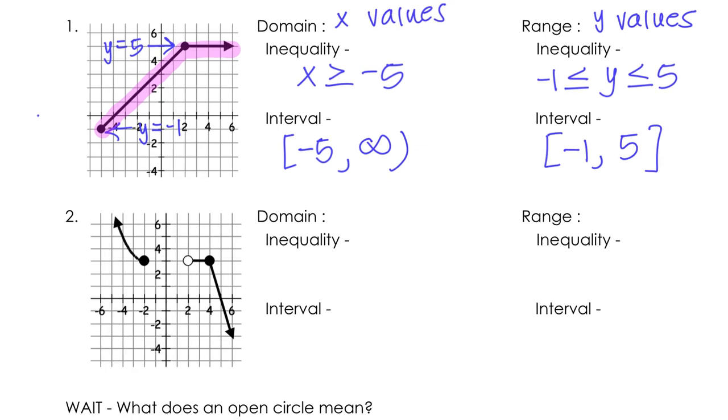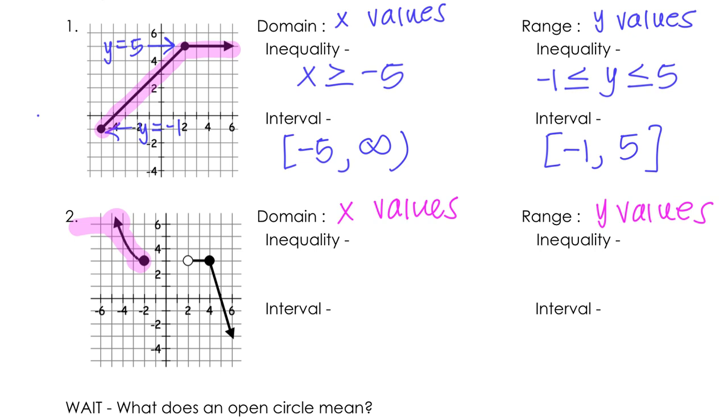Okay, let's look at number 2. Once again, domain is x values. Range is y values. Okay, I'm going to scan from left to right. So I'm scanning. The first thing I see is an arrow. What does that mean? Good, continuous. So -infinity. I take that -infinity all the way to this point.